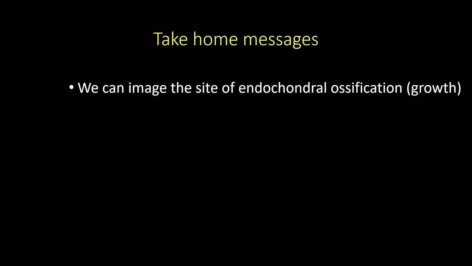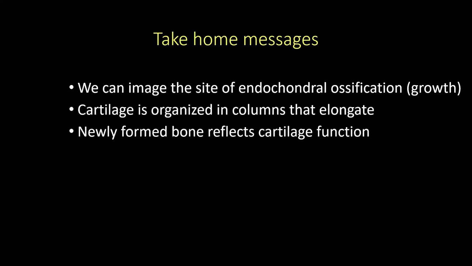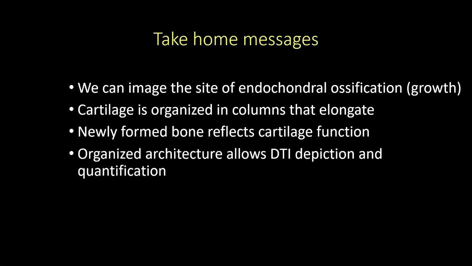So what I would like to say to you is what I found, and I hope in the future we can find even more: that we can image the site of endochondral ossification, thus the growth. This we already know, of course. The cartilage itself is organized in columns that elongate, and the newly formed bone reflects the cartilage function. The combination of these and the organized architecture allows diffusion tensor imaging, DTI, to depict this and also quantify the number of tracts and the actual growth itself.